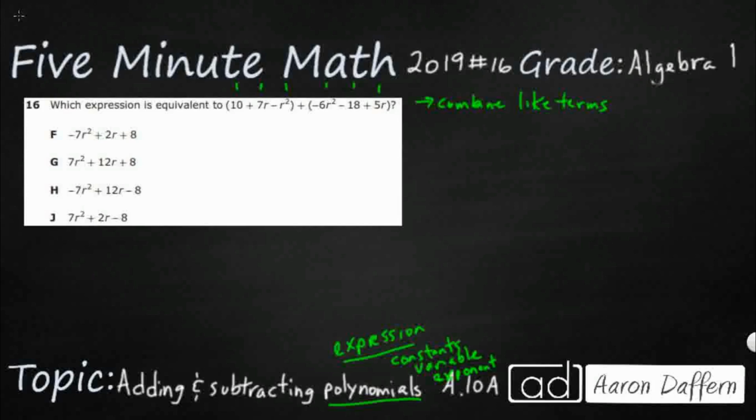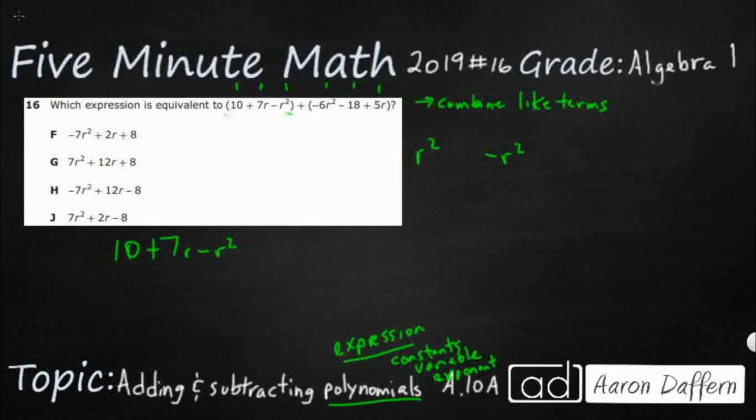And so we're first going to look at, let's see, we've got some r squareds. Okay, so what do we have for an r squared? Well, I've got a minus r squared. Now you notice that it's inside of parentheses, but really this first expression, let's just go ahead and take the parentheses out. Okay, we don't need that. 10 plus 7r minus r squared. There's my minus r squared.